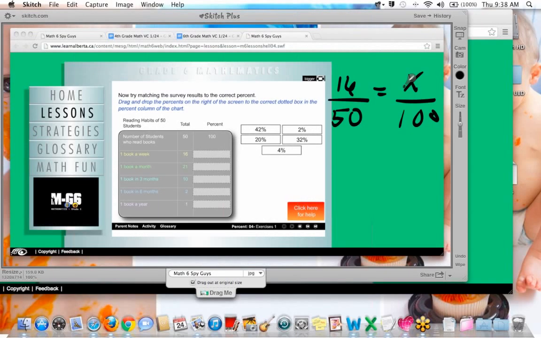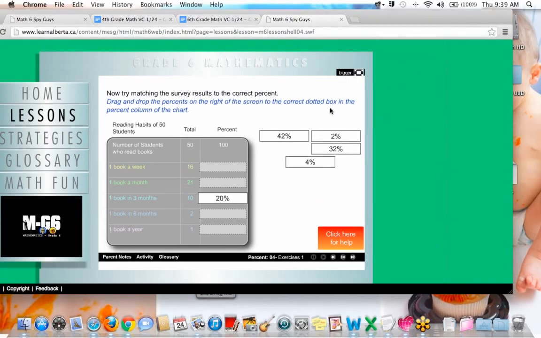And I know you guys have been doing a lot of cross multiplication. So if you don't know, you can just set it up like this. But to turn 50 into 100, you multiply by 2. So I would do the same thing to the 16: 16 times 2 is 32. And all of you got that correct in the chat. So this is pretty easy for you, it looks like.